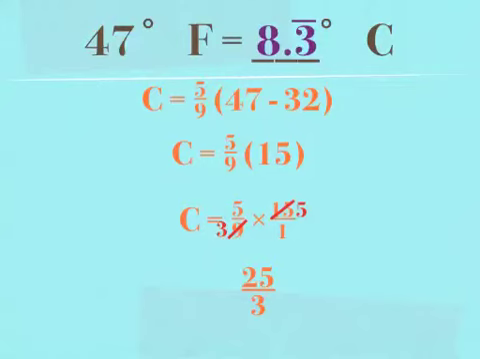These temperatures are equivalent. What this means is that if you were in a room that was 47 degrees Fahrenheit, it is the exact same temperature as a room that is 8.3 degrees Celsius. So it's an equivalent measure. It's just using different units, Fahrenheit and Celsius.